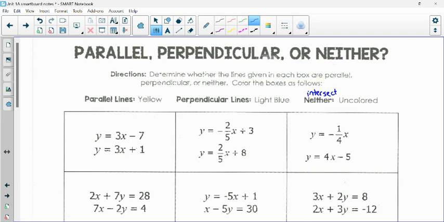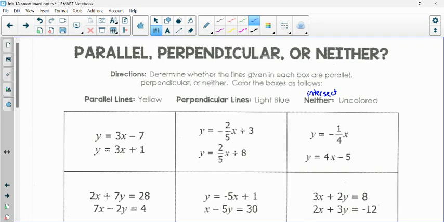So if you want to follow along with the color scheme, there are pencil boxes in the back. You can grab a pencil box and there's some highlighters in there. If you don't really care and you're just going to write parallel, perpendicular, or neither in the box, that's fine also. I don't care. But if you like to see the colors, there's pencil boxes in the back you can check.